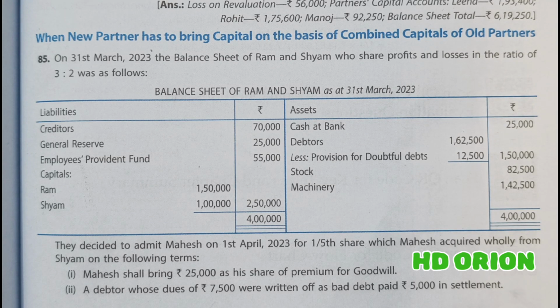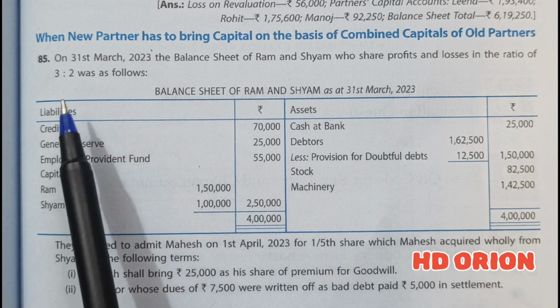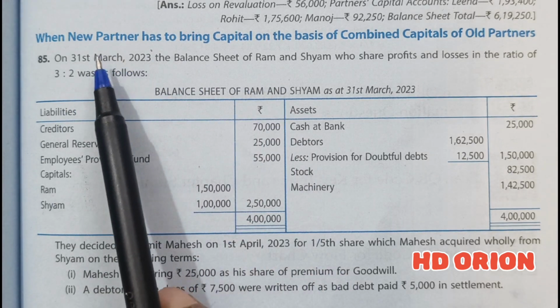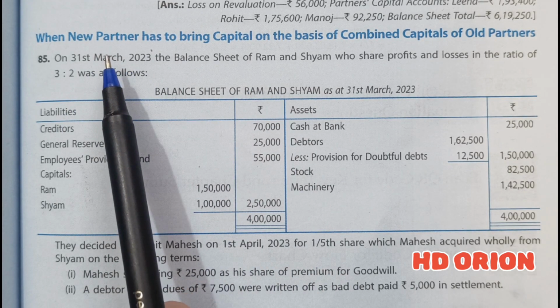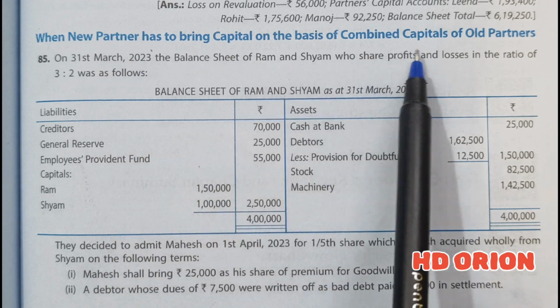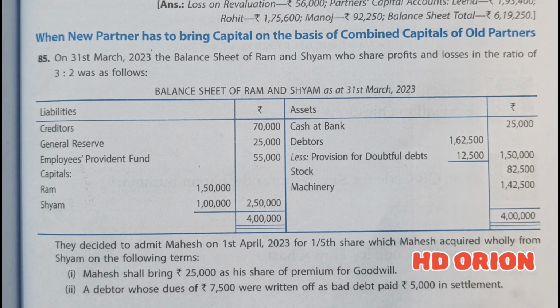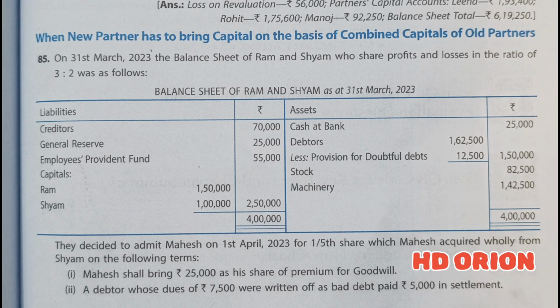So we will discuss question number 85. In this question, we have to determine the new partner's capital, which is based on the combined capitals of old partners. That is the only thing different in this section. The rest of the preparation of the revaluation account, partners' capital accounts and balance sheet is the same. So only the calculation part of the new partner differs. A little change in the question, the rest of the things are just a repeat.